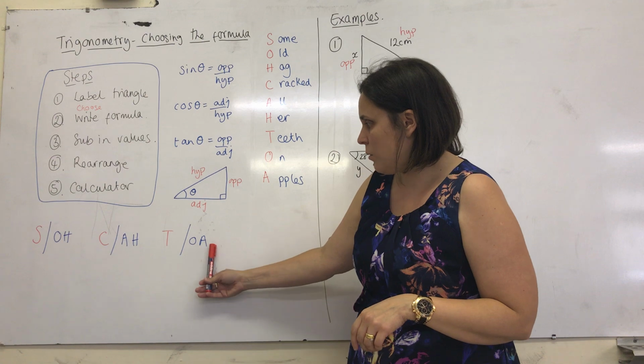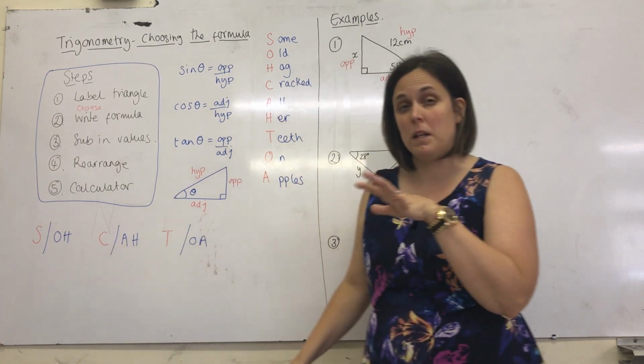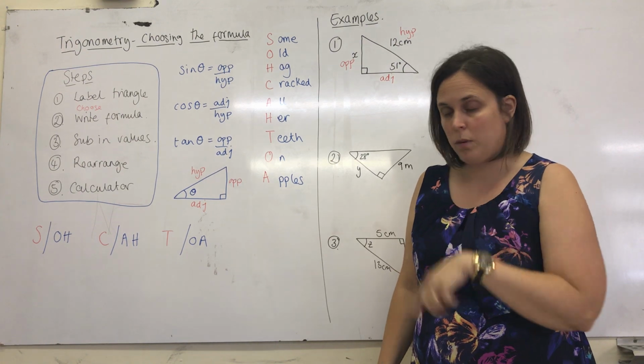So we've got adjacent with tan, we've got adjacent in cos, but we don't have it in sine, so it must be sine. So that's the first way of doing it.